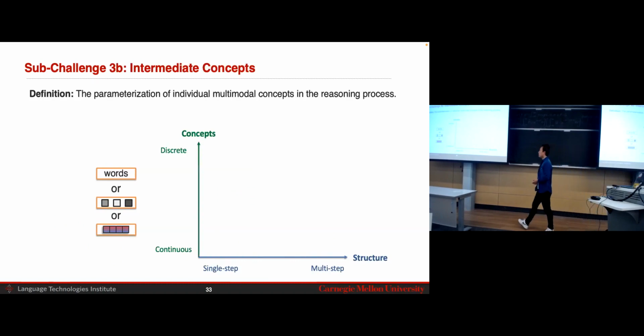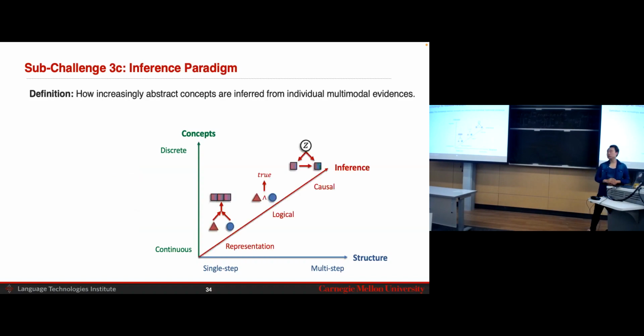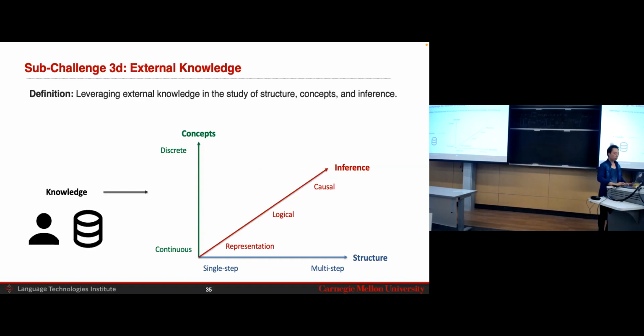In concepts, everything before reasoning was just dense neural network concepts. We looked at slightly more interpretable concepts based on attention maps, and even more interpretable concepts based on hard attention and perhaps even language. For inference, to combine these concepts, everything before was just based on dense representation, but you can also do logical and causal inference. And all of this is not possible without either domain knowledge from humans or external knowledge from, for example, multimodal knowledge graphs or Wikipedia.